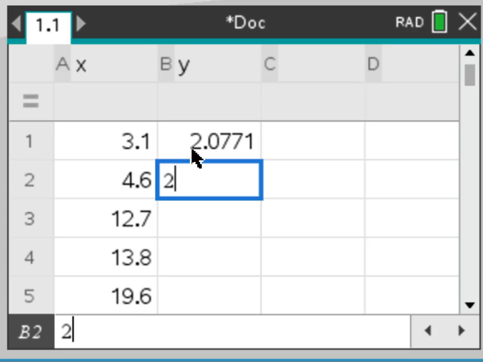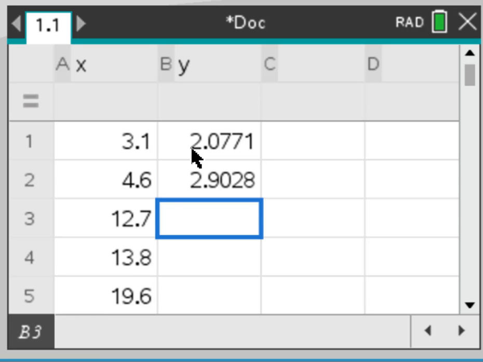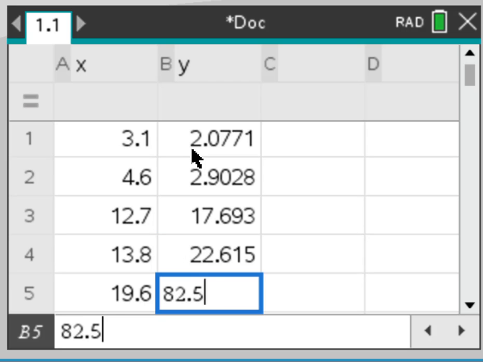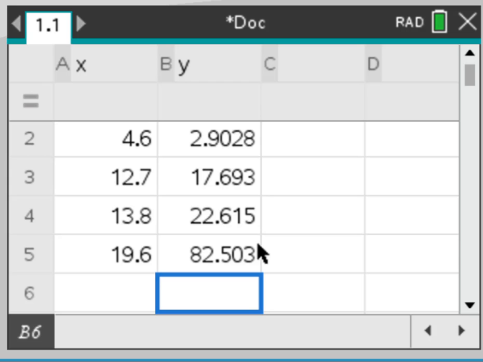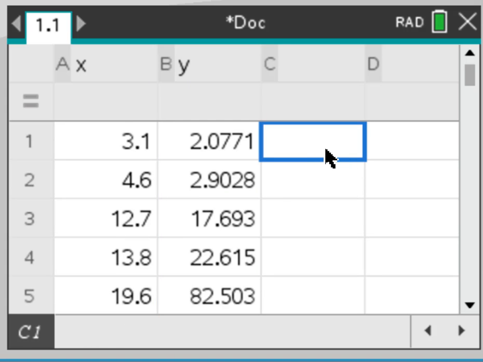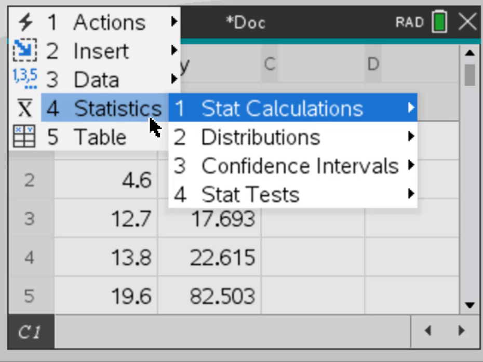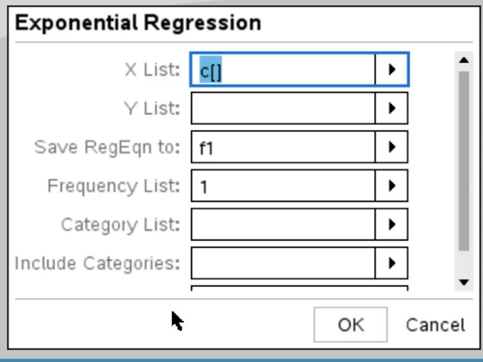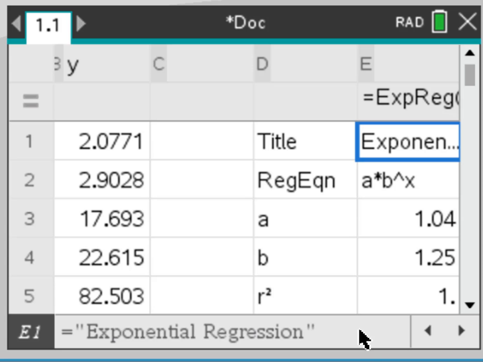And then go and put in the y values, 2.0771, 2.9028, 17.693, 22.615, and 82.503. Now it's important to go to a completely different cell to any of that data. So I usually move across one. We go to menu, statistics, and we're doing stat calculations, and we want an exponential regression. Our first list is X, our second list is Y, and we just go OK.